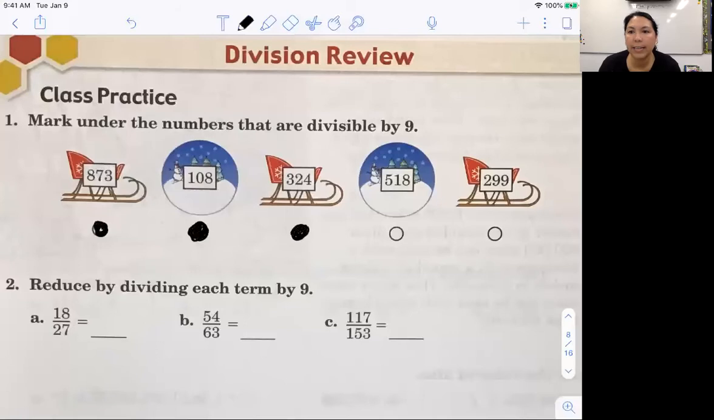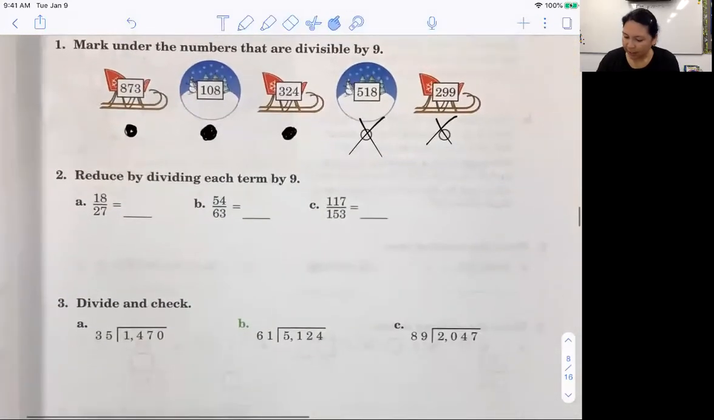518, 518. So 5 plus 1 is 6. 6 plus 8 is 14. 9 can't go into 14, so no, this one won't work. How about 299? 9 plus 2 is 11. 11 plus 9 is 20. 9, 18, 27. Nope. So just the first 3 were the good ones. All right, let's go down and look at number 2.